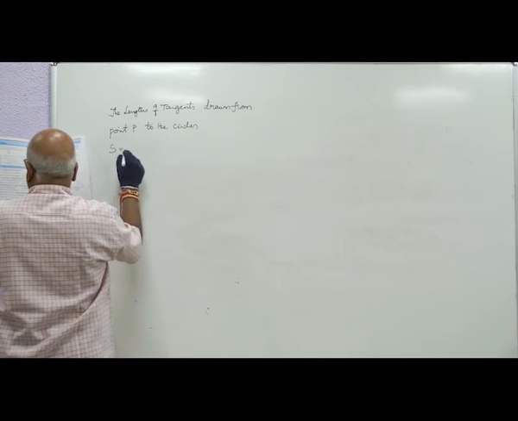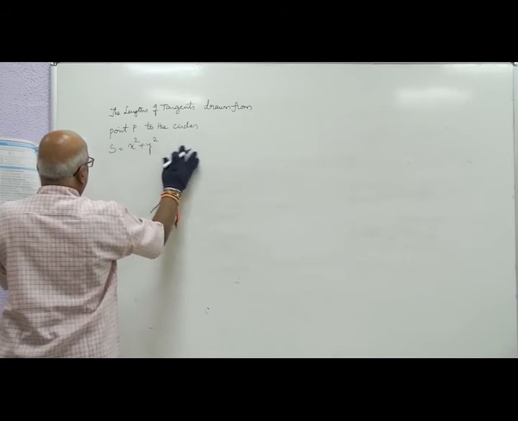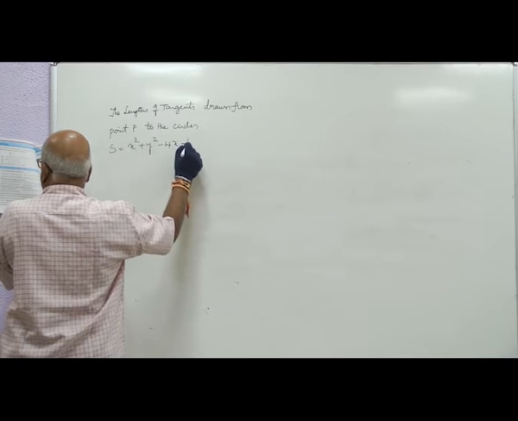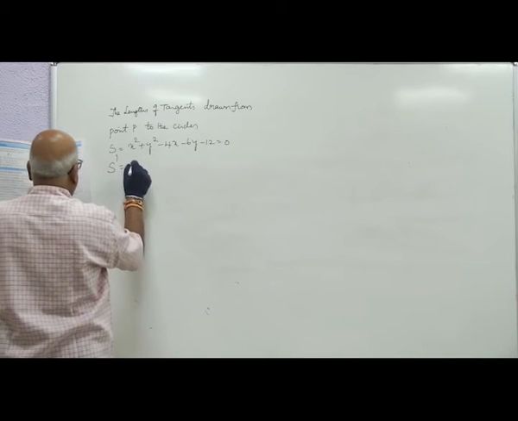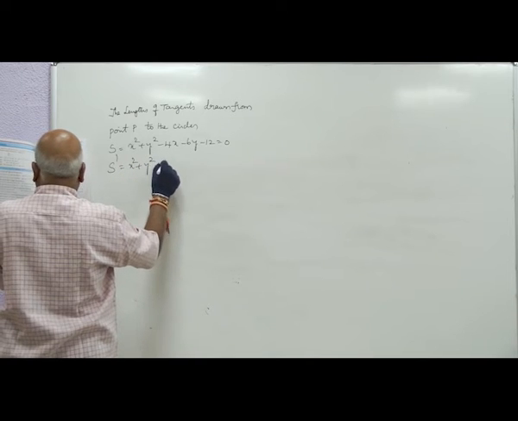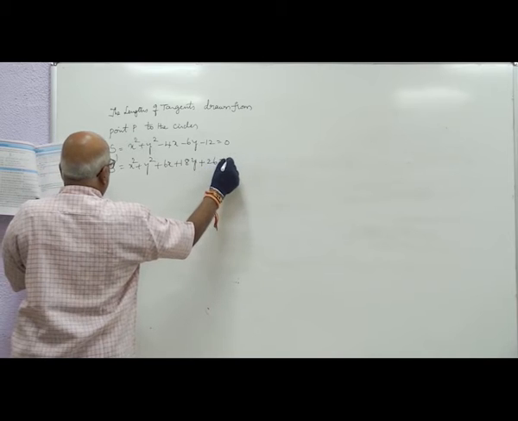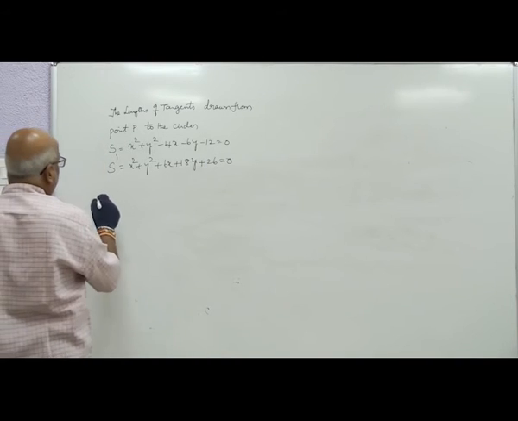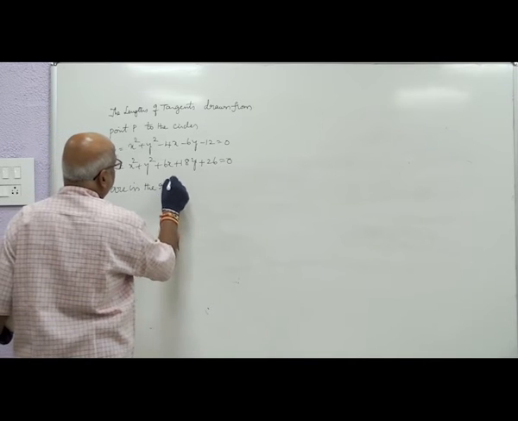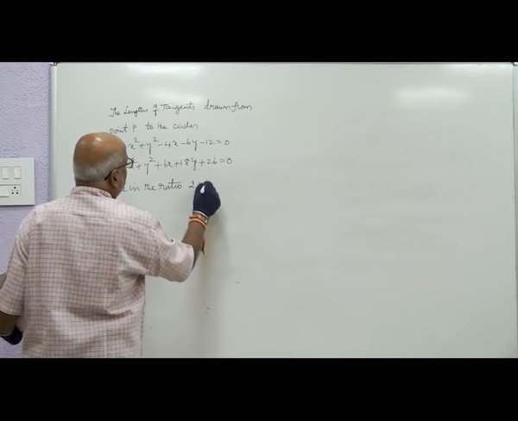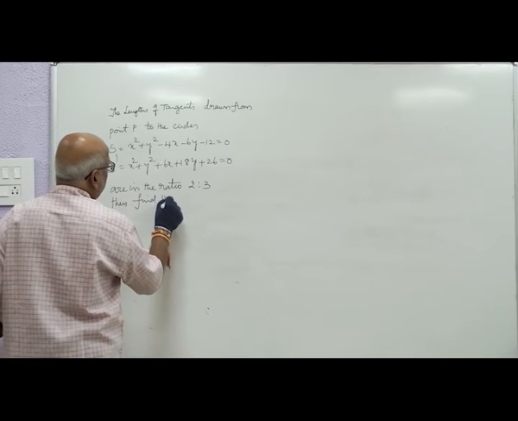S equal to x square plus y square minus 4x minus 6y minus 12 equal to 0, S dash equal to x square plus y square plus 6x plus 18y plus 26 equal to 0, or in the ratio 2:3. Then find the locus of P.